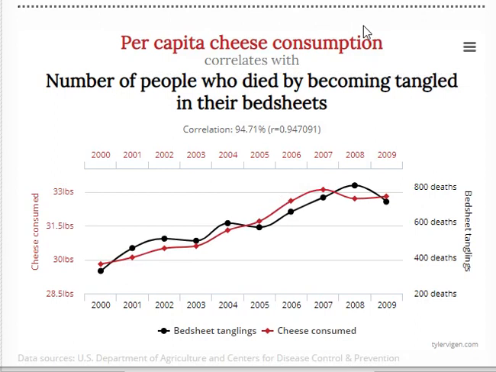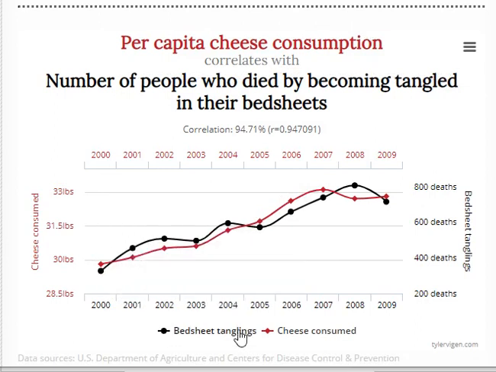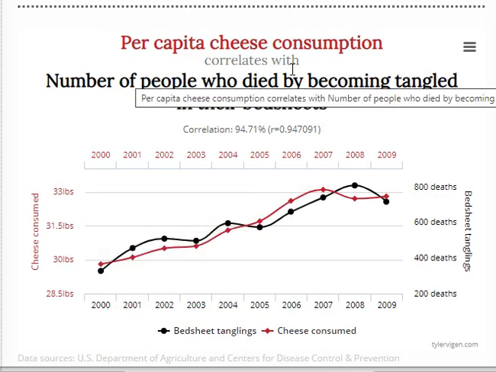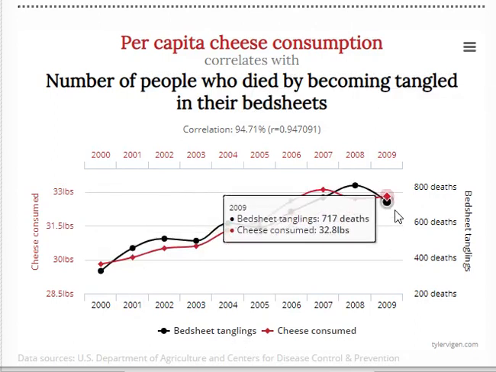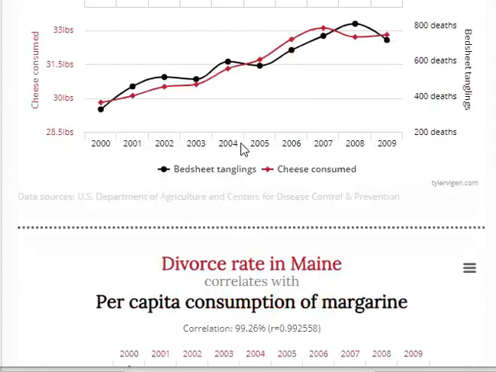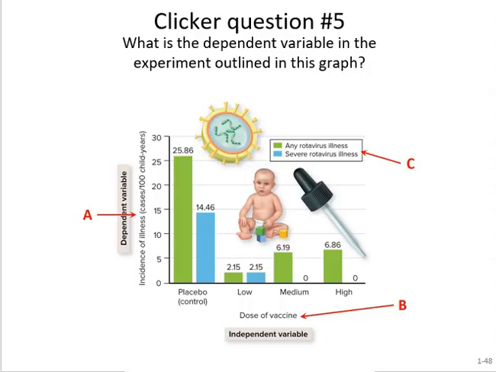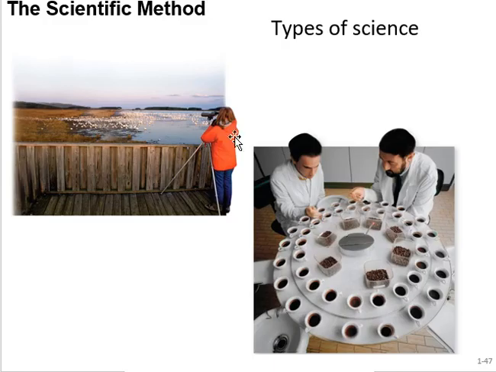The per capita cheese consumption and the number of people being tangled in their bed sheets and died of it. It's not because you eat cheese that you die tangled in your bed sheets, right? And yet there's a high correlation. You see 94.71%. So correlation is not always causation. The divorce rate in Maine and the per capita consumption of margarine in Maine, 99%. Do you think people divorce because they eat margarine? Probably not. And that's really what I wanted to tell you about when I showed you that observational science.